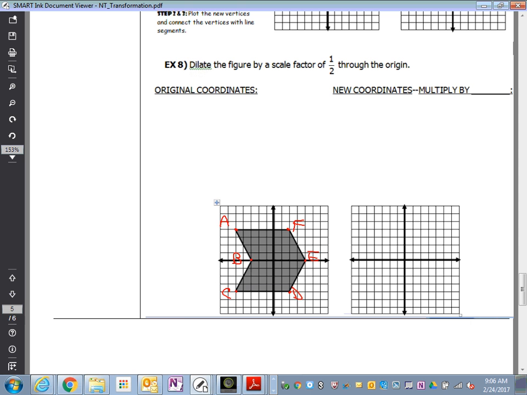All right. So what did we get for A? -5, 4. All you're going to do is multiply that by 1/2, or divide by 2. So A prime would be what? -2.5, 2. A prime, that's the new one. That's all you do. It's just multiply by 1/2 for each coordinate. Simple as that.